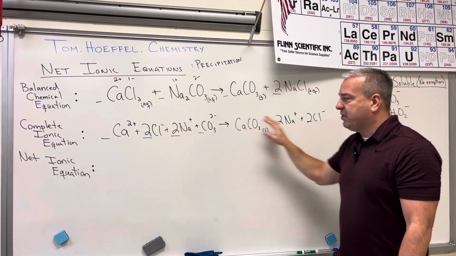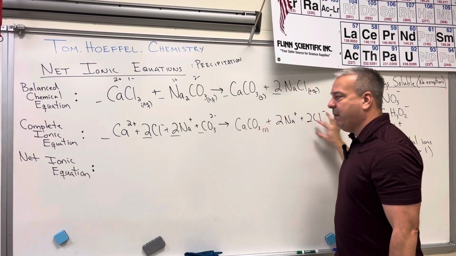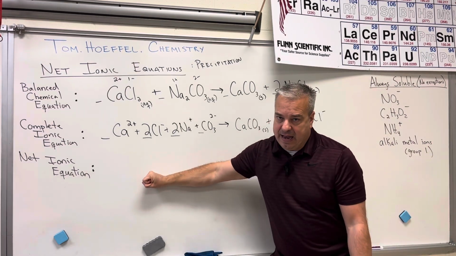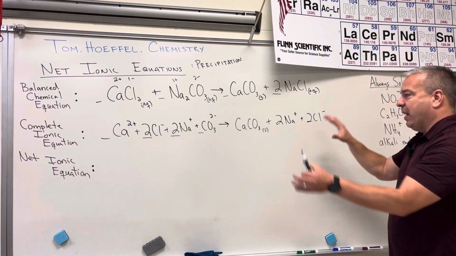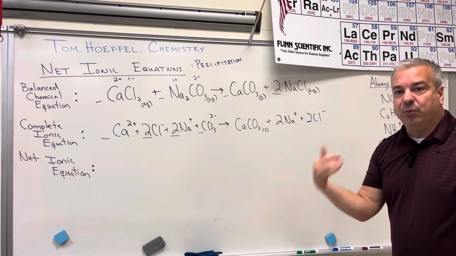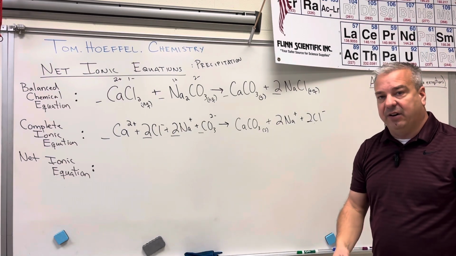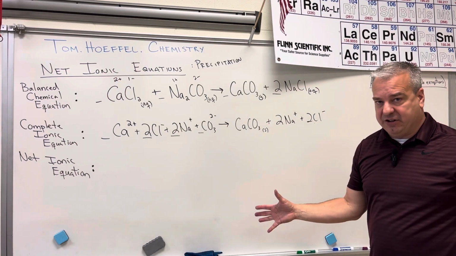Now, not many instructors are going to ask for this equation. This is really the work that we have to do to get to the net ionic equation, which instructors do like to ask for. So how do you change a complete ionic equation to a net ionic equation? You remove what we call spectator ions. The spectator ions are just watching the chemical reaction take place.